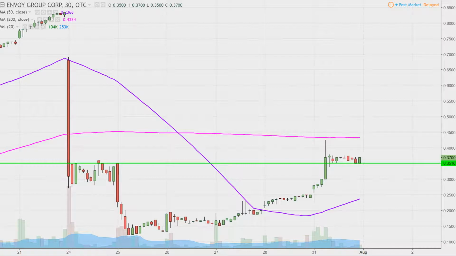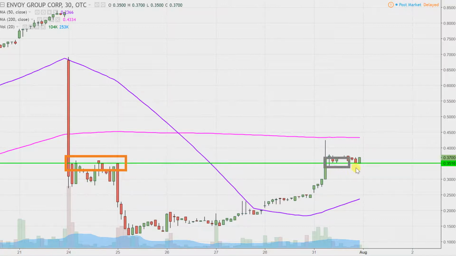So was 35 cents ever resistance? Yeah, absolutely. You look back here and you can see there's a whole bunch of data points where the Bulls try to break up above that point and just couldn't quite do it. So 35 cents definitely has a history of acting as resistance. And then you fast forward to today, and again, the rule: when levels of resistance are broken, you want to see them act as support.